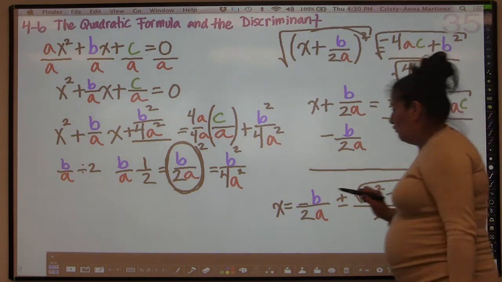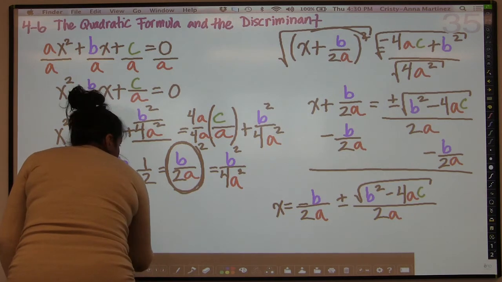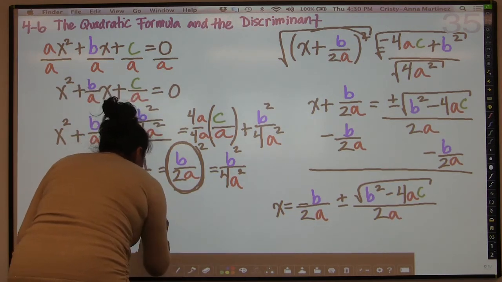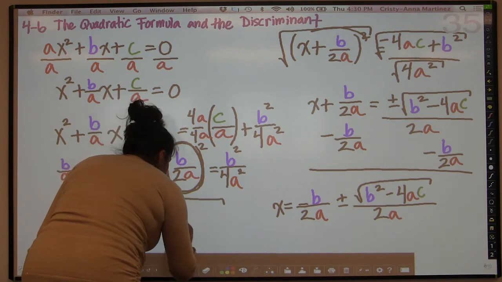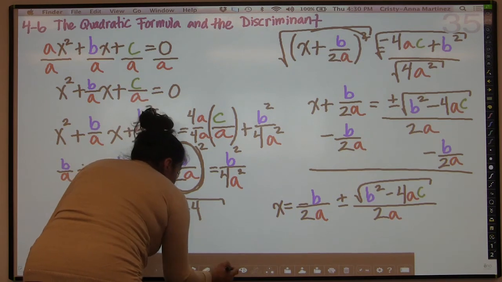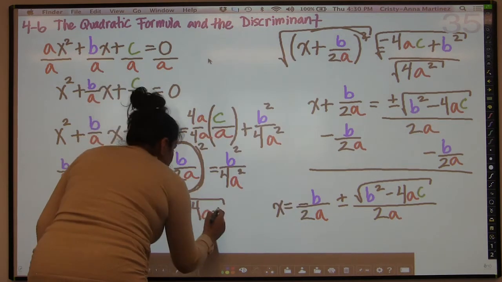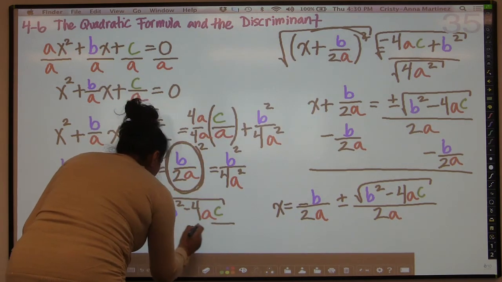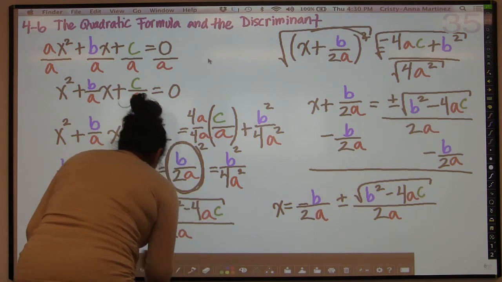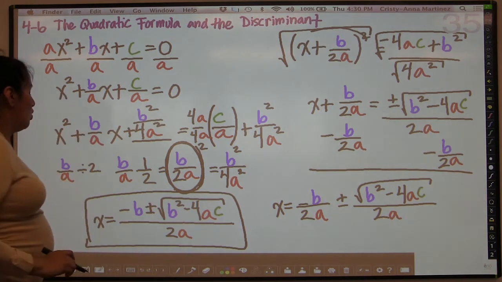And so I'm going to write that over here because I don't have any more space. So we're going to say x equals negative b plus or minus the square root of b squared minus 4ac all divided by 2a. And believe it or not, this little guy right here is the quadratic formula.